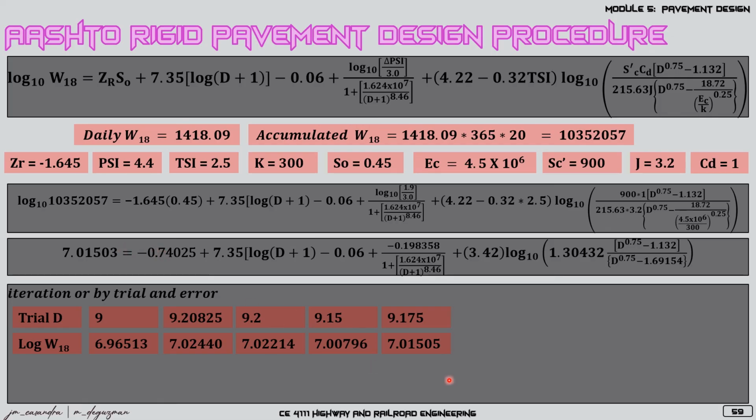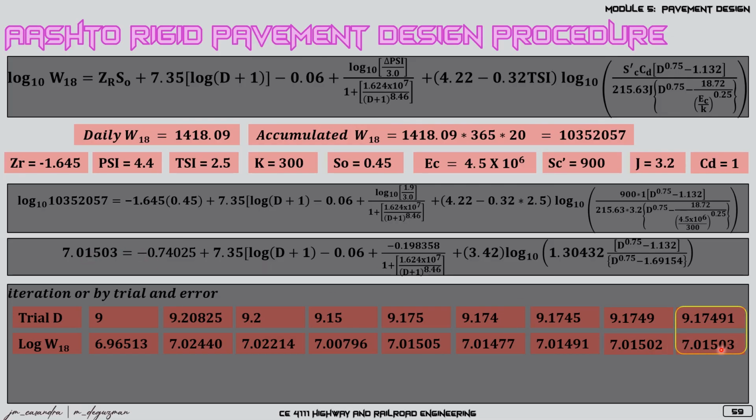7.0505, almost near. So we could stop here, or if we want to get exactly 7.01503, we could try other values such as 9.74, but it will be giving us 7.01477. So probably we could use 9.1745. Still 7.0149. So try 9.1749. So it's very near already. So let's try 9.7491. So it's exactly the same.